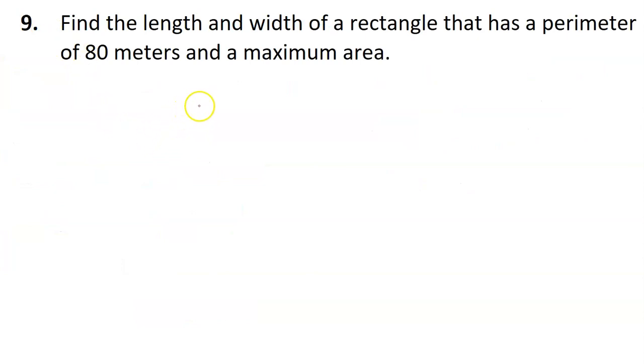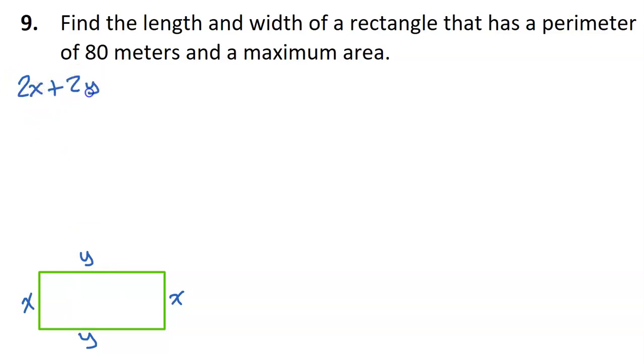Number 9, find the length and width of a rectangle that has a perimeter of 80 meters and a maximum area. So here's my rectangle with sides x and y, which of course means that we will have a y here and an x here. The perimeter is the sum of all the sides, so that'll be 2x plus 2y. So that's the perimeter, and we are given the secondary equation that the perimeter is 80 meters. So this should equal 80.